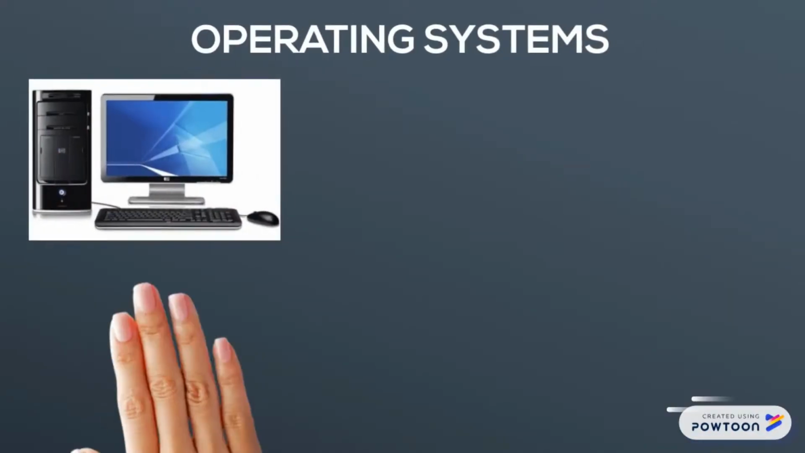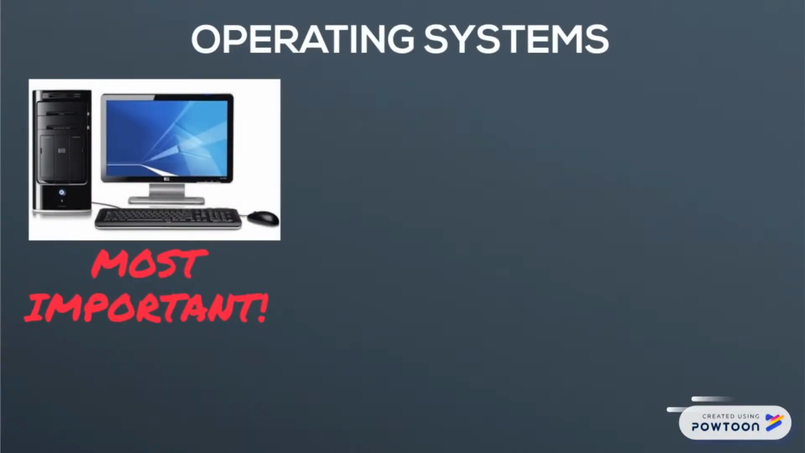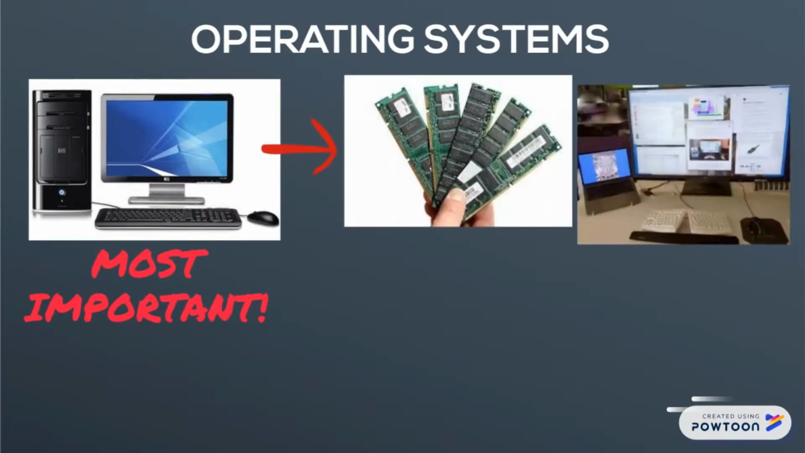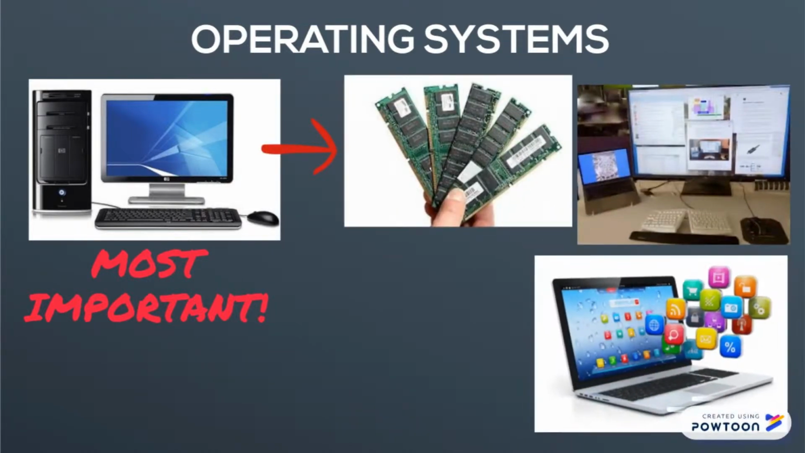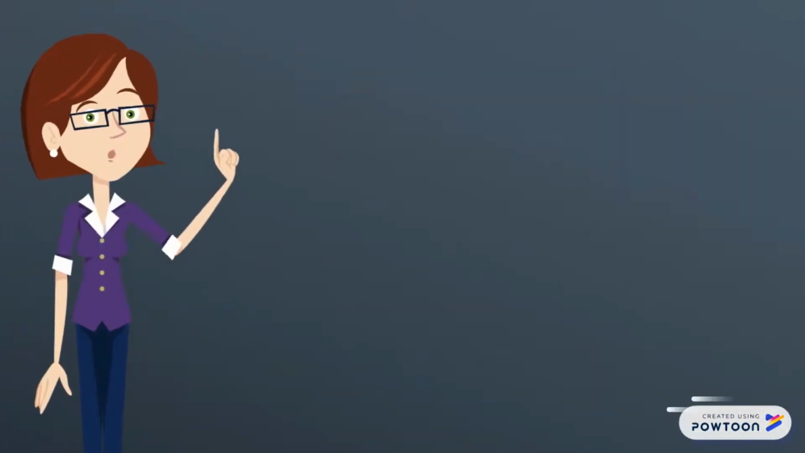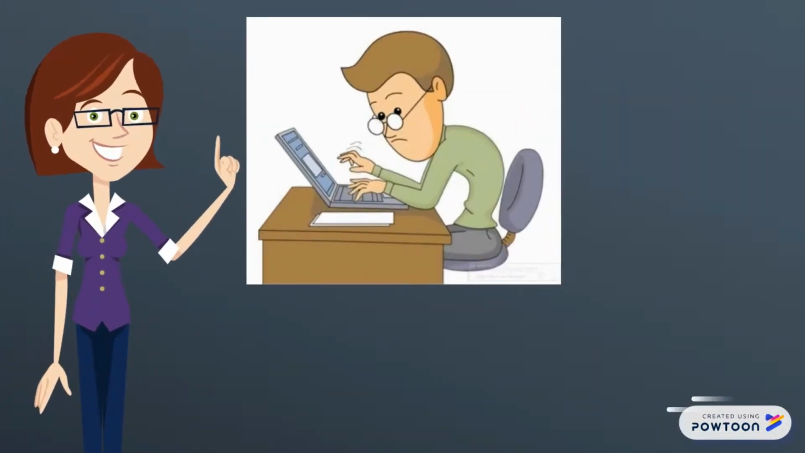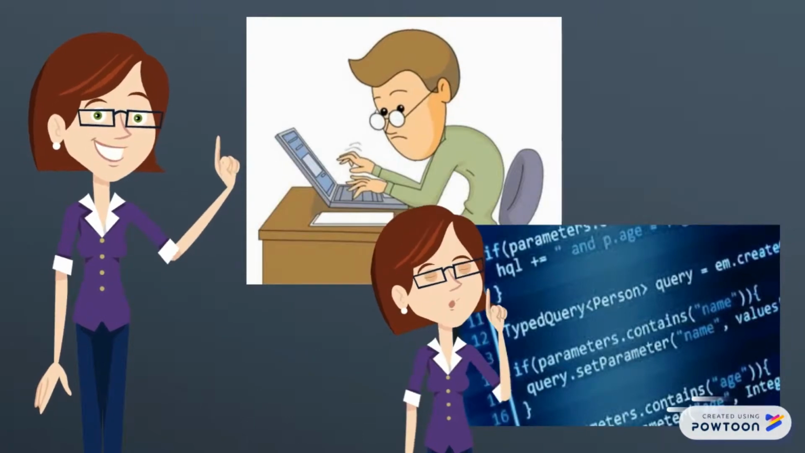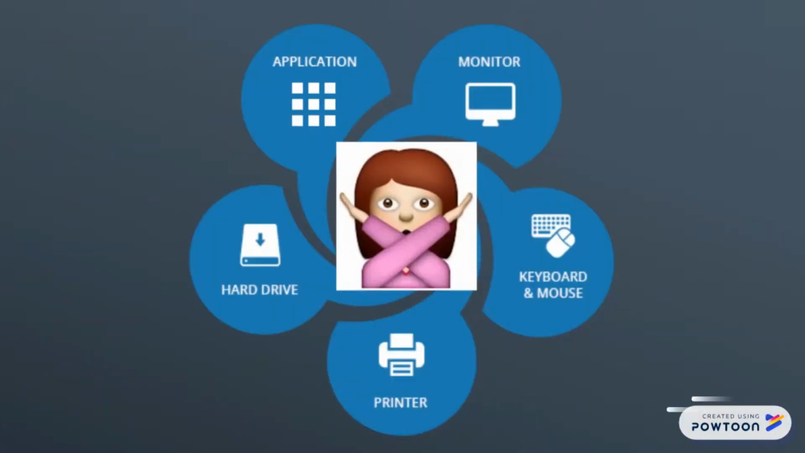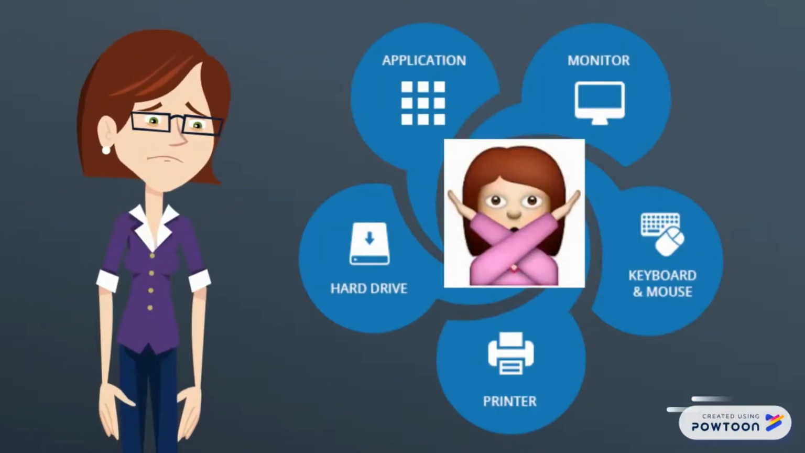An operating system is the most important software that runs on a computer. It manages the computer's memory and processes, as well as all of its software and hardware. It also allows you to communicate with the computer without knowing how to speak the computer's language. Without an operating system, a computer is useless.